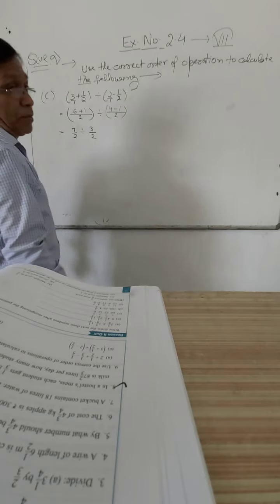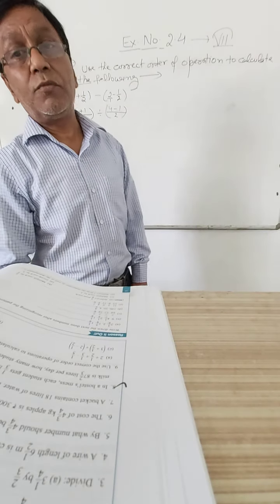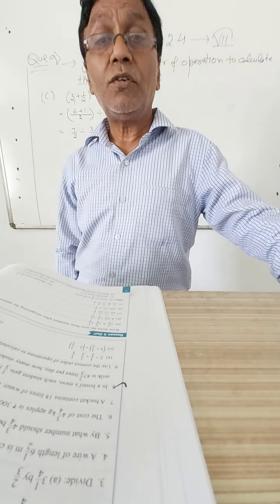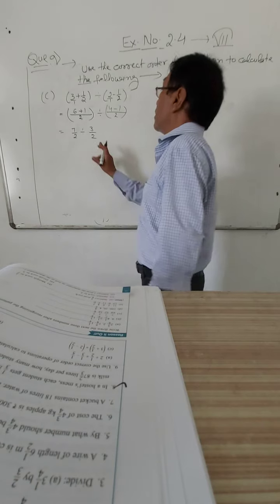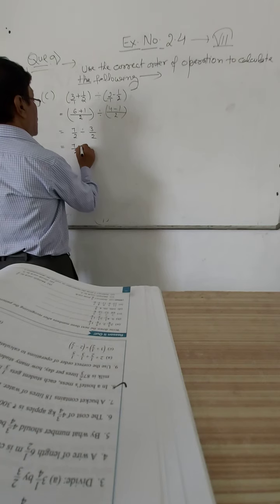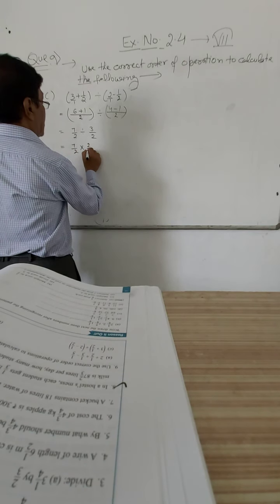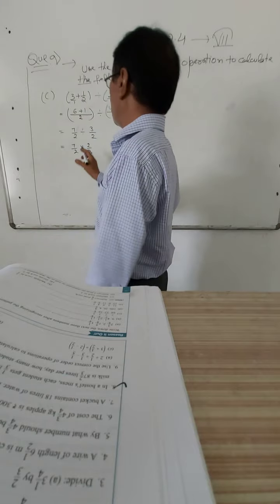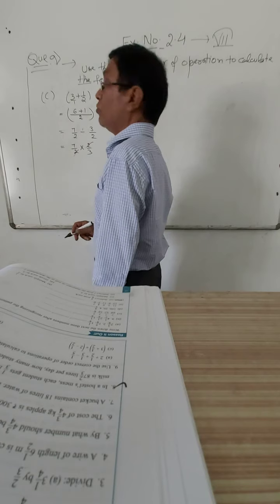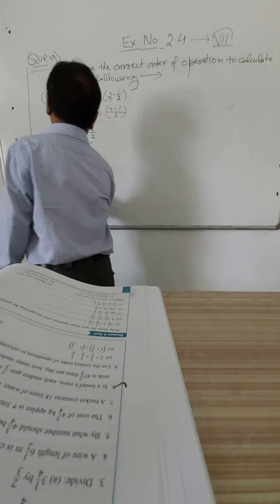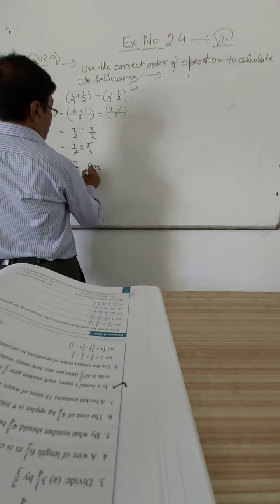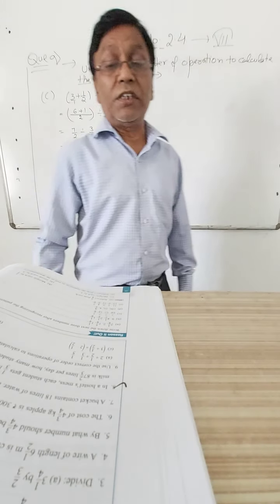Now this is simple division. As I have told you, in division, what do we do first? We convert the divisor into multiplication, multiplied by 2 by 3. So 7 by 2 multiplied by 2 by 3. The 2s cancel. So this will become how much? 7 by 3. So this is the answer of question number C.